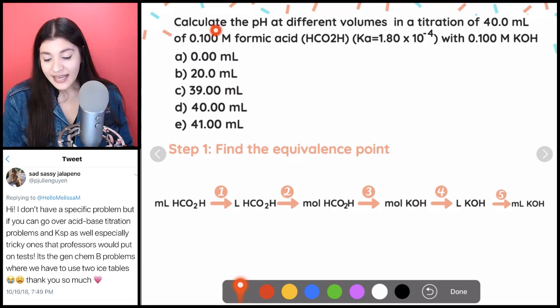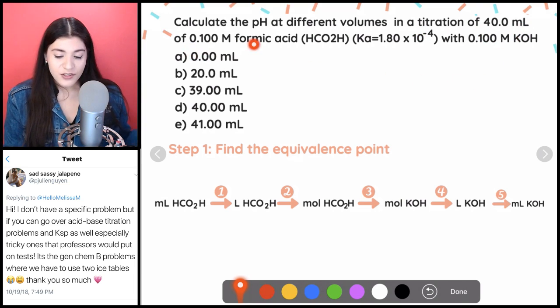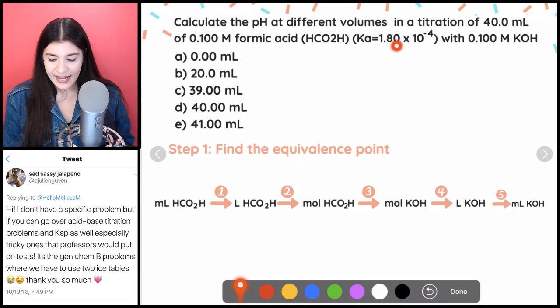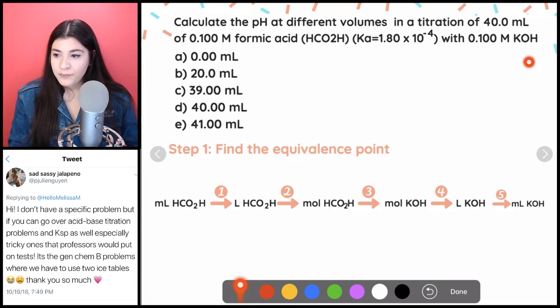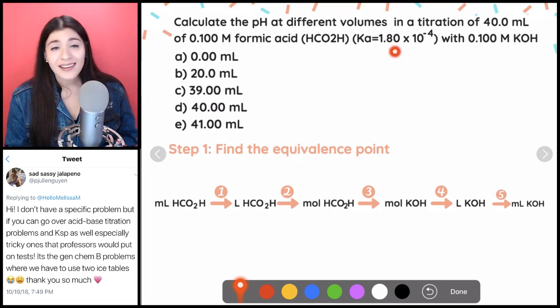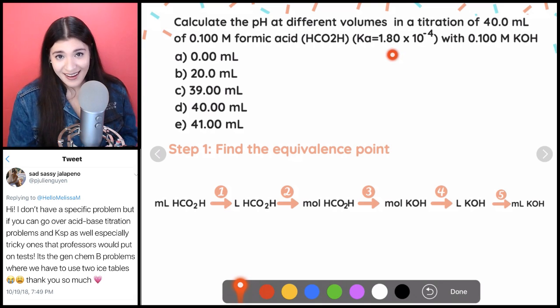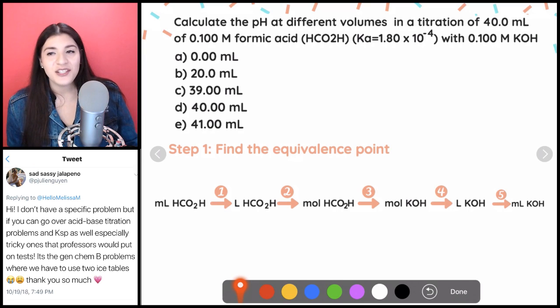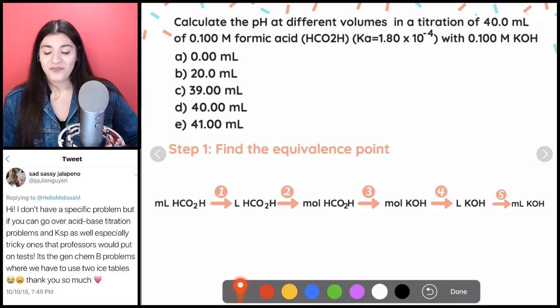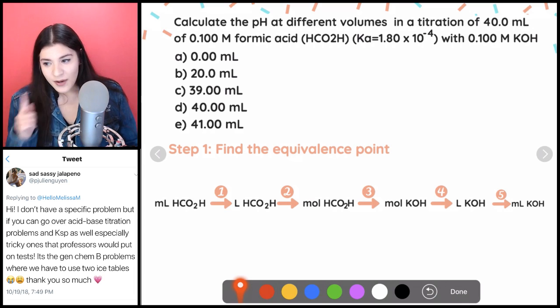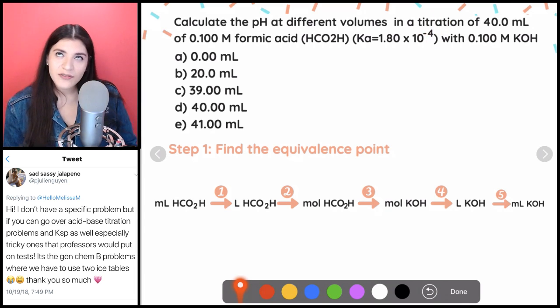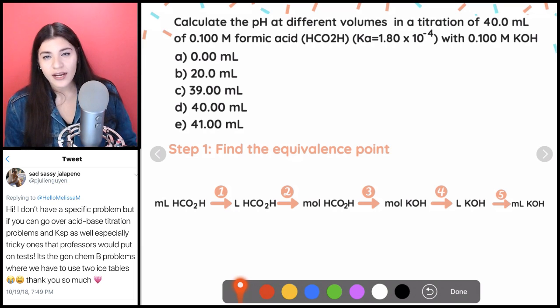So calculate the pH at different volumes in a titration of 40 milliliters of this concentration of formic acid. And it gives us a Ka value with our 0.1 molar solution of KOH. Okay, so how do I know this is a weak acid? The fact that it has a Ka. If it has a Ka, most likely it's going to be a weak acid, because our strong acids don't have Kas. So in case you forget the list, that is my trick for you. If you see that there's a Ka, especially if there's anything to the negative 4th or negative 5th and so on, then you know, yes, it is a very weak acid.